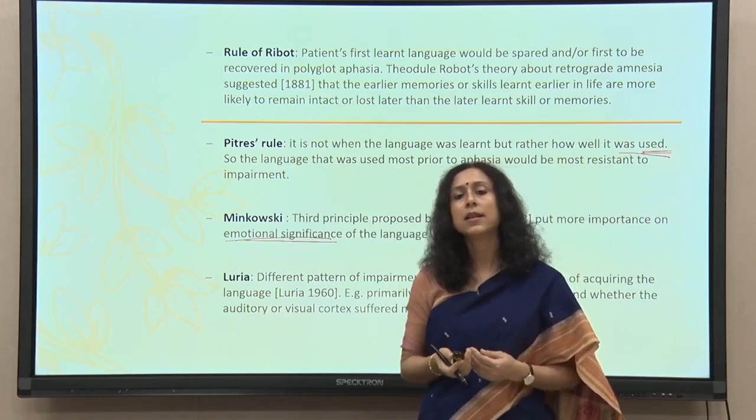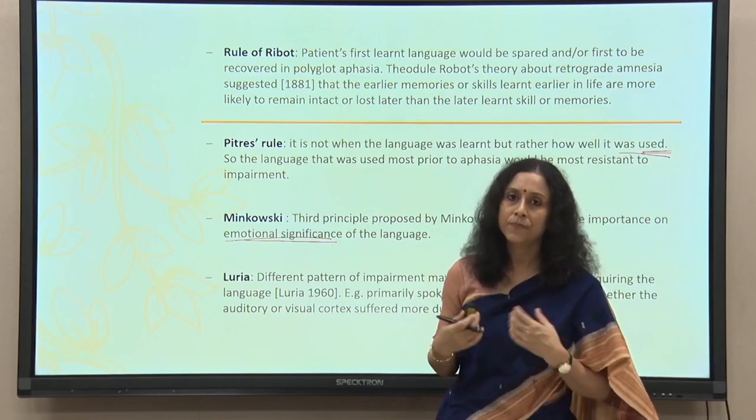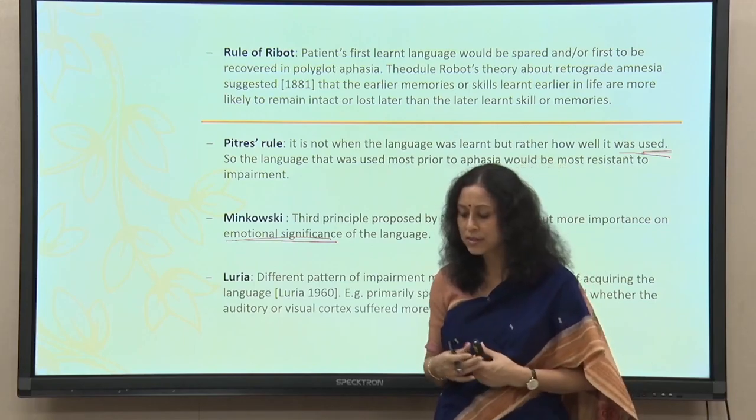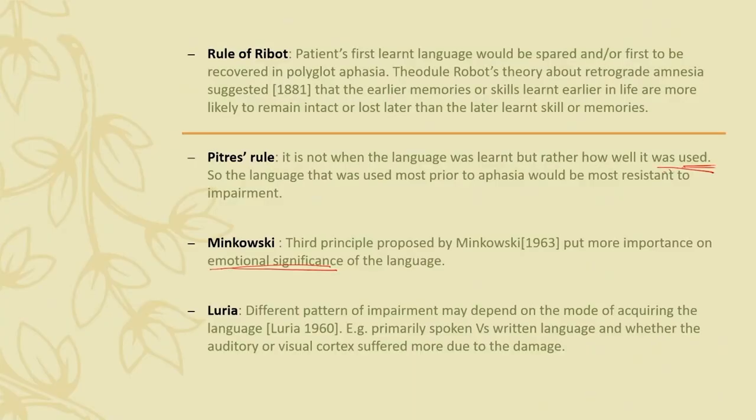one of the important aspects of mother tongue was that it is the language of emotion. This is the language in which you express your emotions best. This is the language in which you dream and so on. So, this is a similar standpoint that is taken here, that the language that has higher emotional significance will be more intact.